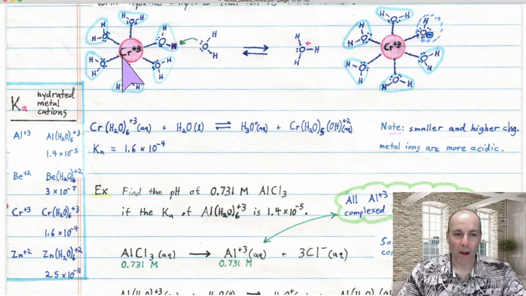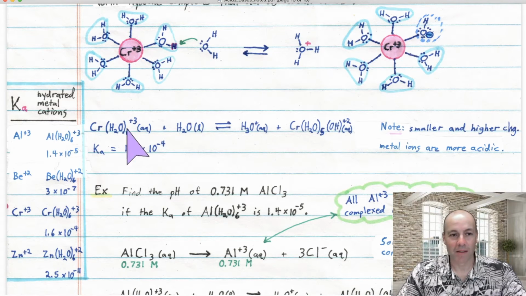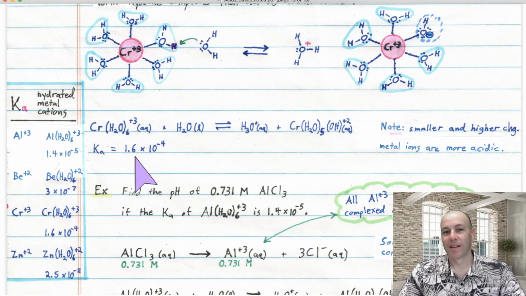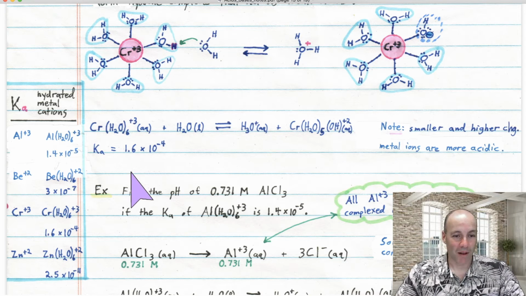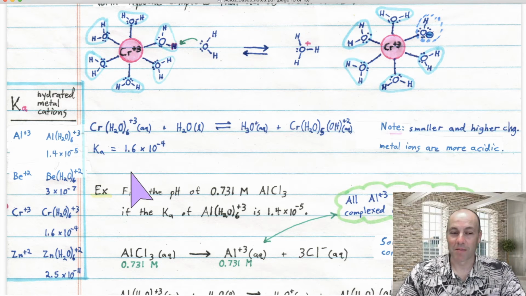So we can write this as the corresponding chemical equilibrium right there. So here's the chromium hydrate complex, and it releases a proton in solution to form the conjugate base of that complex. So you have 5 waters and 1 hydroxide, and now the charge is only +2. So this has that Ka, and we can solve for the pH of such systems. So let's do a simple example.